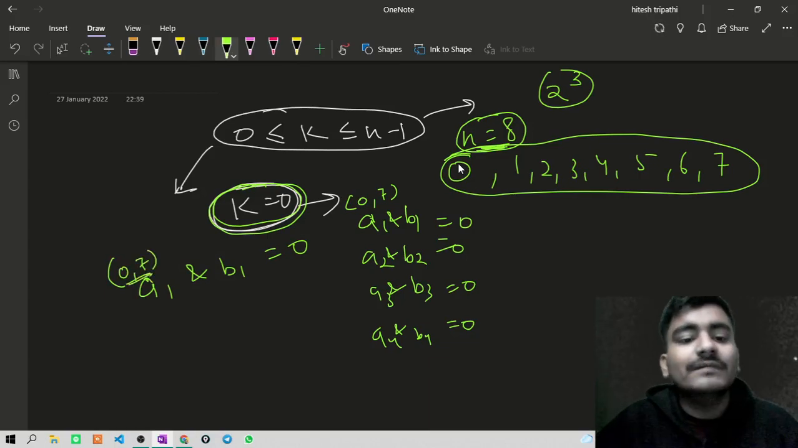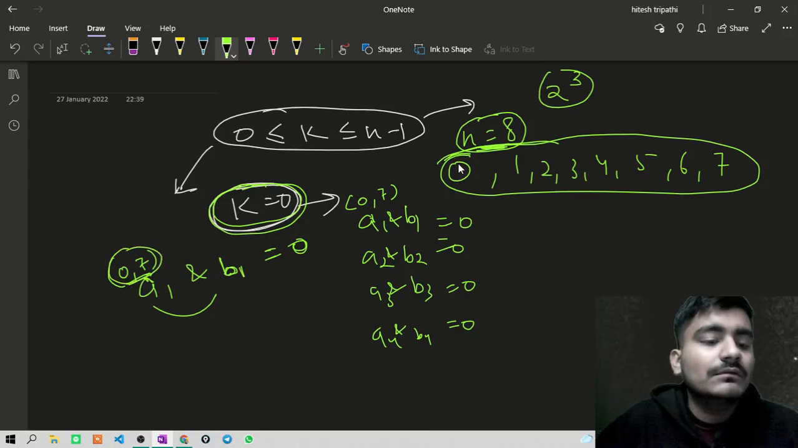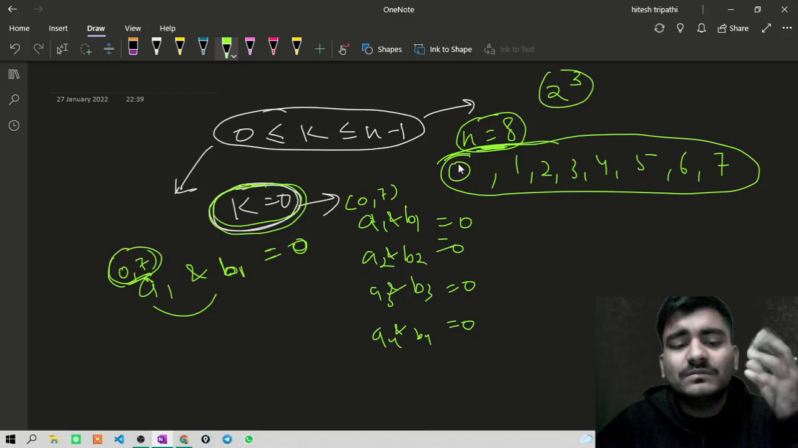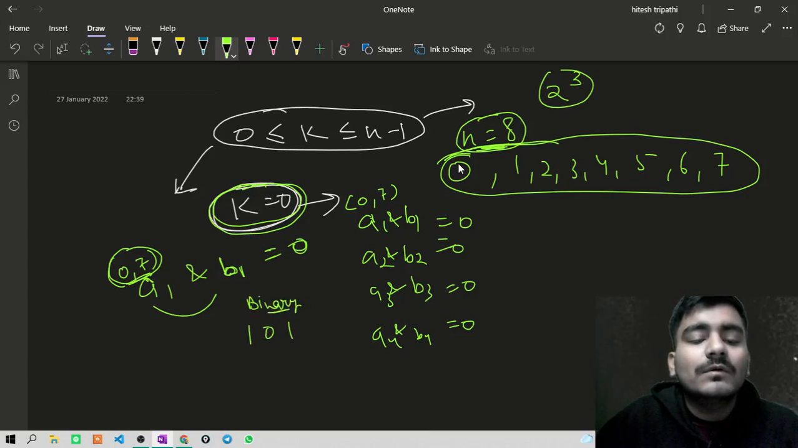Now you need some number b1 between 0 to 7 only. After doing bitwise AND with this number, you have to get a 0. So this b1 number must be the complement of a1. You can see that, and it is quite intuitive also, that suppose you have some number 1 0 1. I am writing this in binary form. Suppose you have this number, that is, you can say 5.